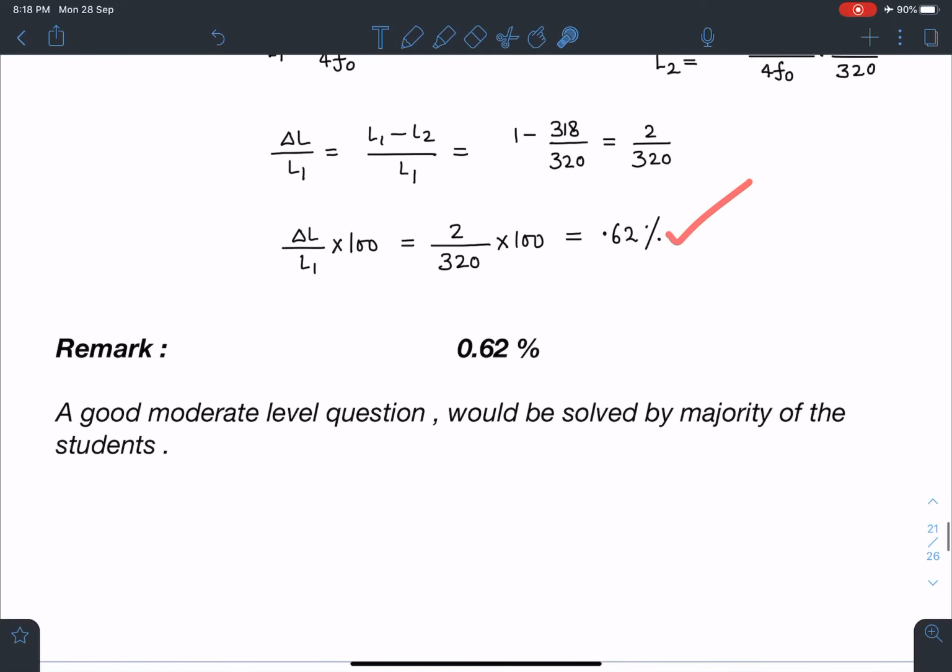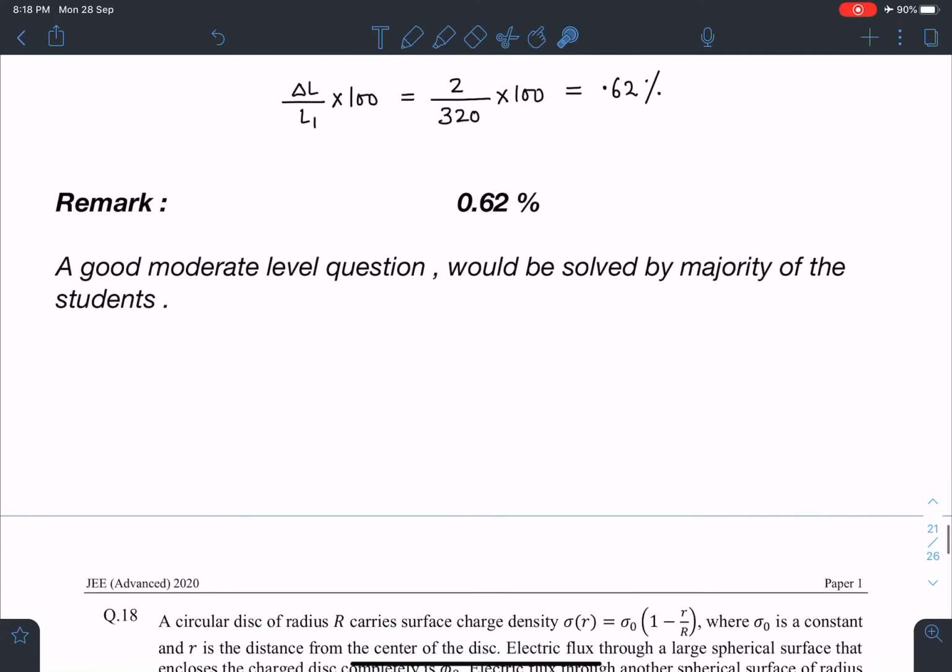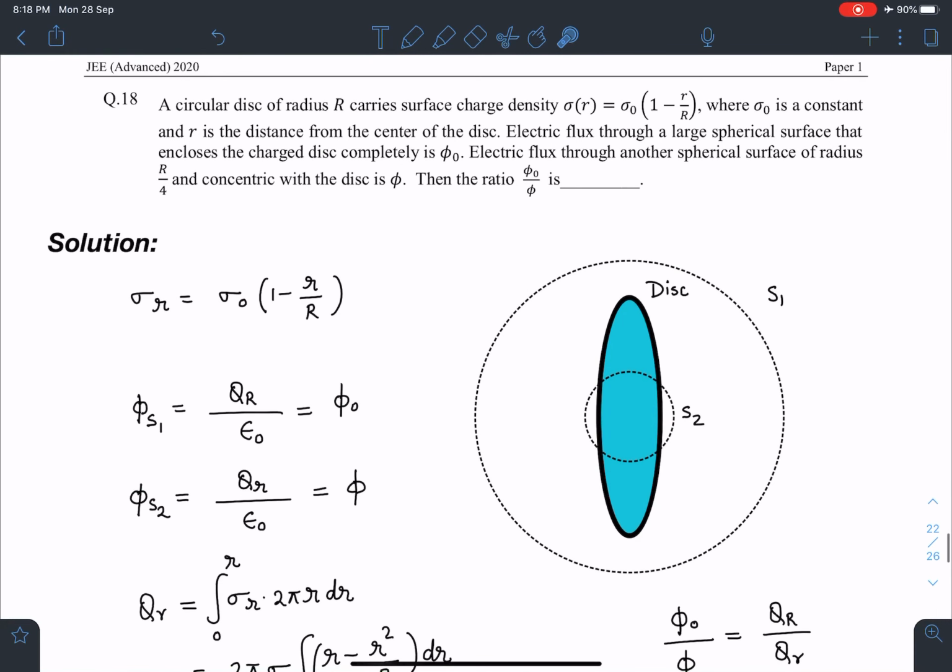So it's a very good moderate level question, it would be solved by the majority of the students. The next one: a circular disk of radius R carries surface charge density sigma r equal to sigma naught times 1 minus r by R, where sigma naught is a constant and r is the distance from the center of the disk. Electric flux through the large spherical surface that encloses the charged disk completely is phi naught. The electric flux through another spherical surface of radius R by 4 and concentric with the disk is phi. The ratio of phi naught by phi is... it's a very straightforward question. Variable charge density is given.